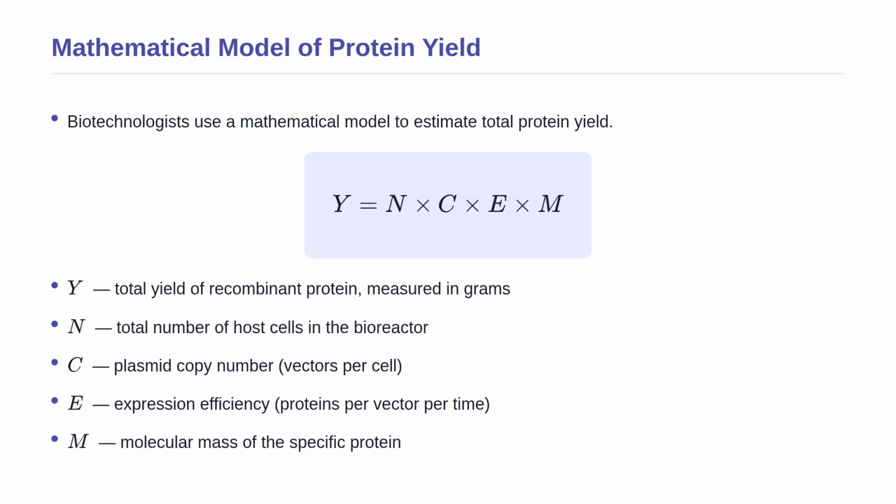N stands for the total number of host cells in our culture. C is the plasmid copy number, meaning how many vectors reside inside a single cell. E denotes the expression efficiency, which is the number of protein molecules produced by a single vector. Finally, M is the molecular mass of the protein, which converts our molecule count into a measurable physical mass. If we engineer a stronger promoter, E increases, which directly boosts our final yield Y.